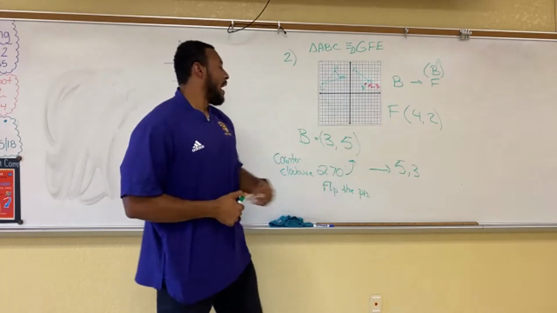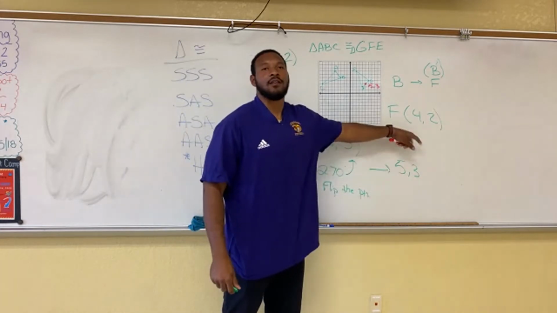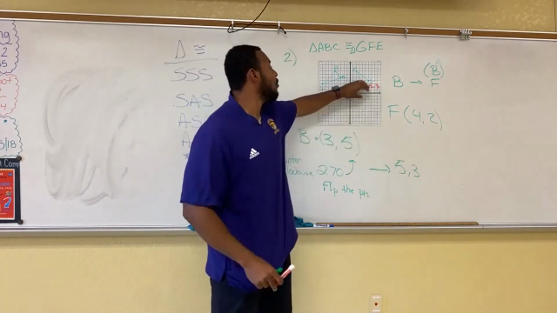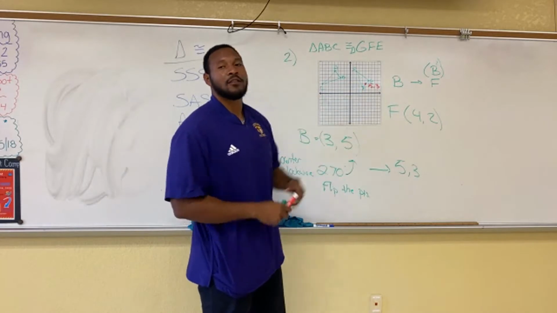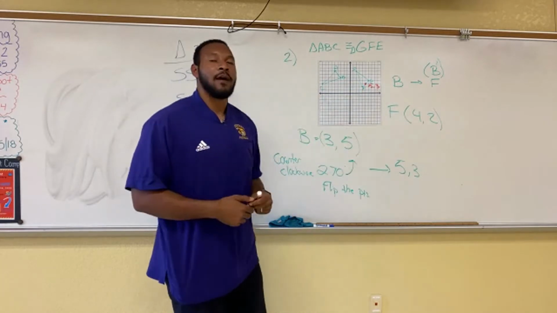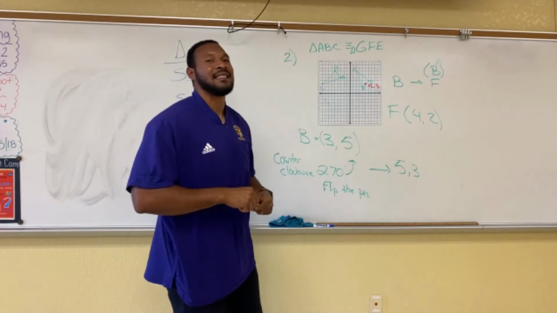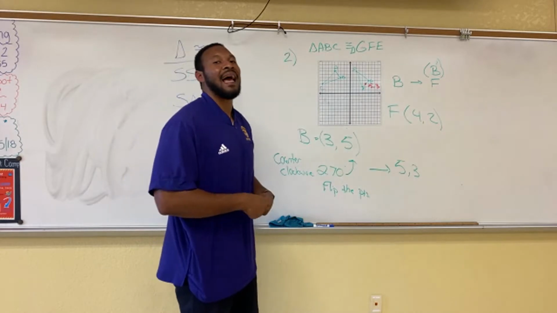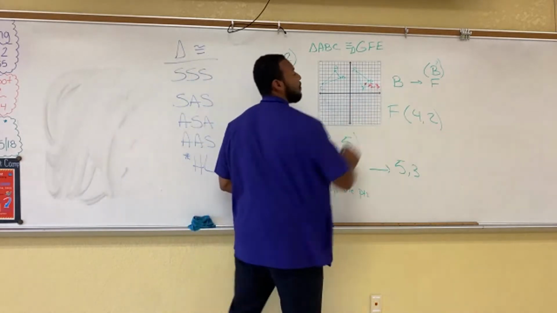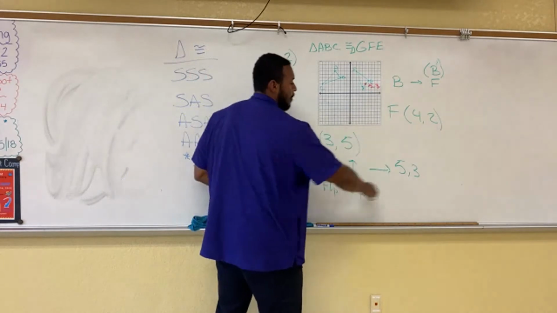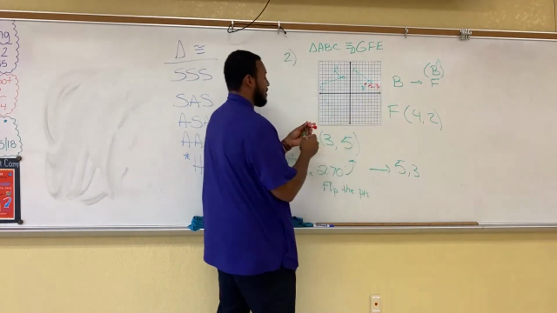Okay, so remember, you're at 5, 3. You need to get to 4, 2. We need to move this to F. So what's the transformation we use to move things? You can probably all guess it right now. It's going to be translation, right? We're going to slide it over. We need to slide this point around here. We did our rotation, so now we need to slide here.